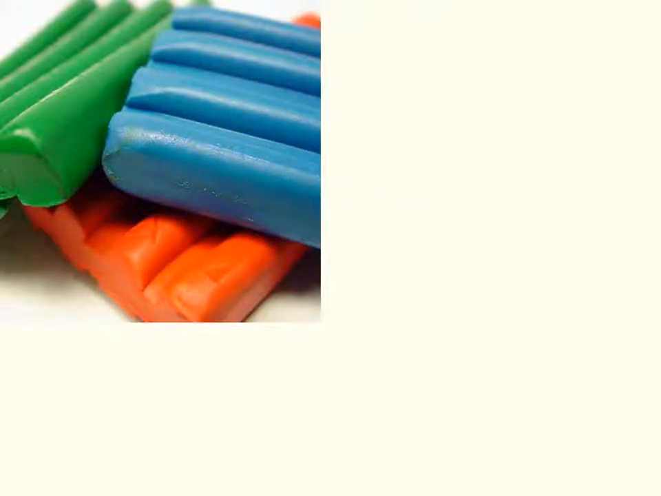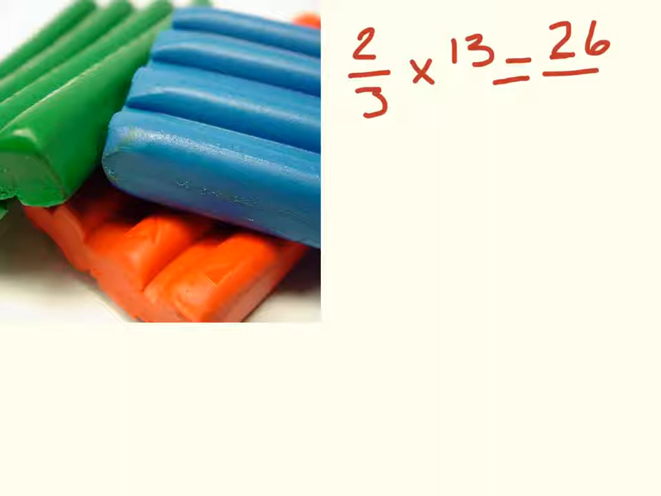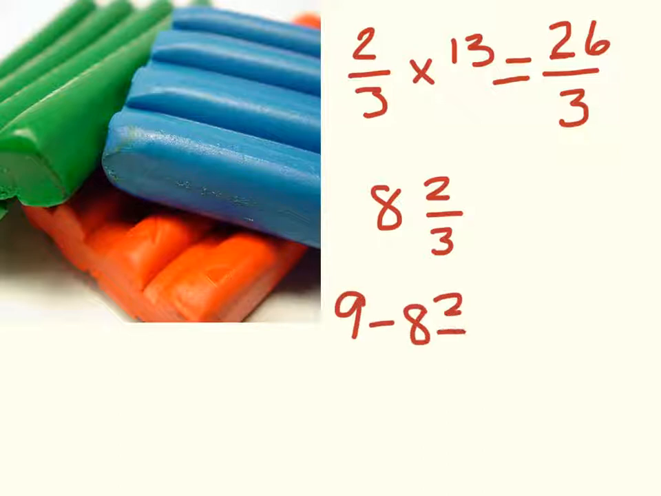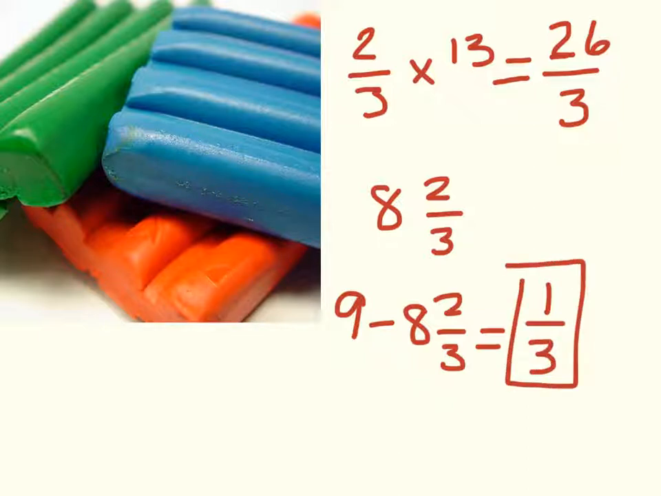We'll solve this step using multiplication. If we give 2/3 of a stick to 13 children, we've given away, let's see, 26 divided by 3, or 8 2/3 sticks of clay. So what fraction of a stick of clay is left? Well, 9 minus 8 2/3 gives us 1/3 remaining. So we have 1/3 of a stick of clay left.